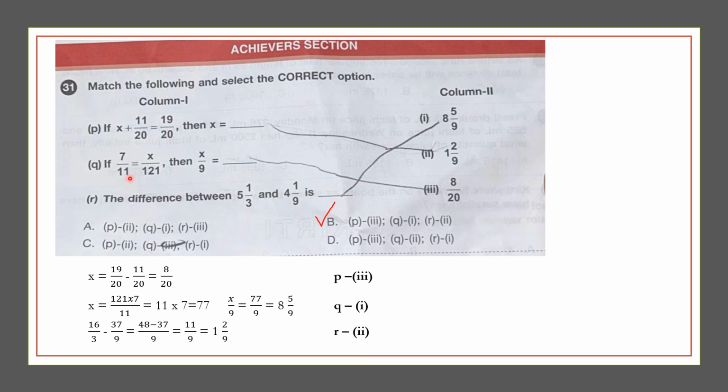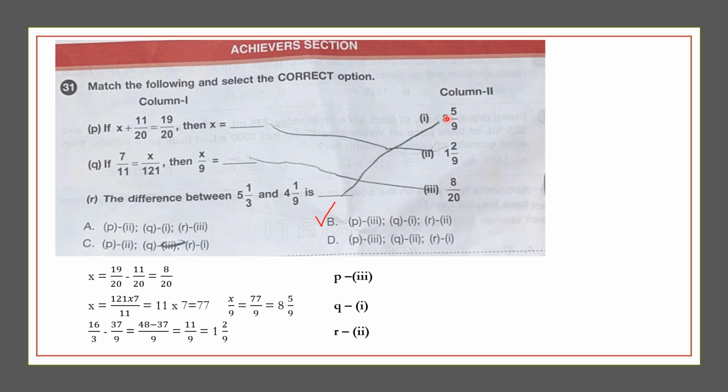Now if 7 by 11 equals x by 121, then find x by 9. So first let's find out the value of x, which is 121 times 7 divided by 11. So 11 times 11 is equal to 121, so it will be 77. The value of x is 77. We have to find 77 divided by 9, which is 8 5 by 9.